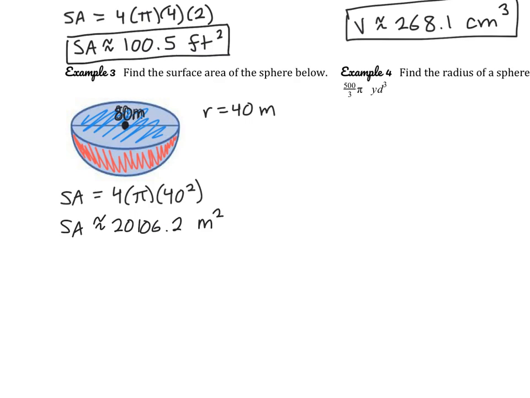So first we're actually going to take this and divide it in half. So let's cut it in half. And that leaves us with 10,053.1 meters squared. Now remember, this is only going to be the outer portion of our surface area, because if you look at a full sphere, it doesn't include any type of base.